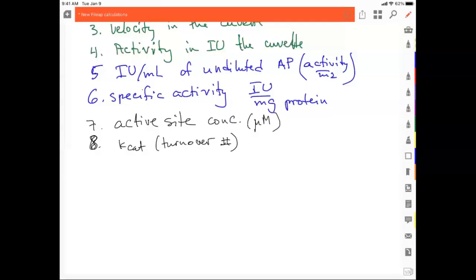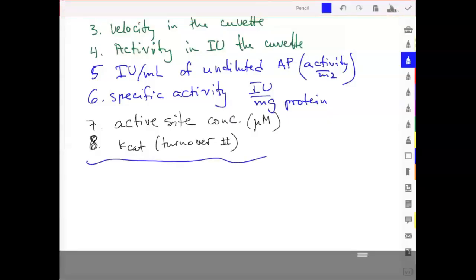Okay, so I've got some more pages here. Let's start with number 1, protein concentration. That's going to be related to the absorbance at 280, right? And A equals ECL. So concentration of protein C equals absorbance divided by E and L.